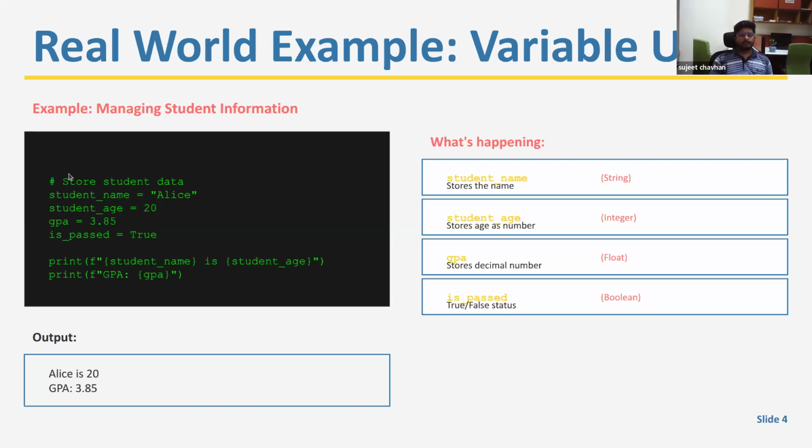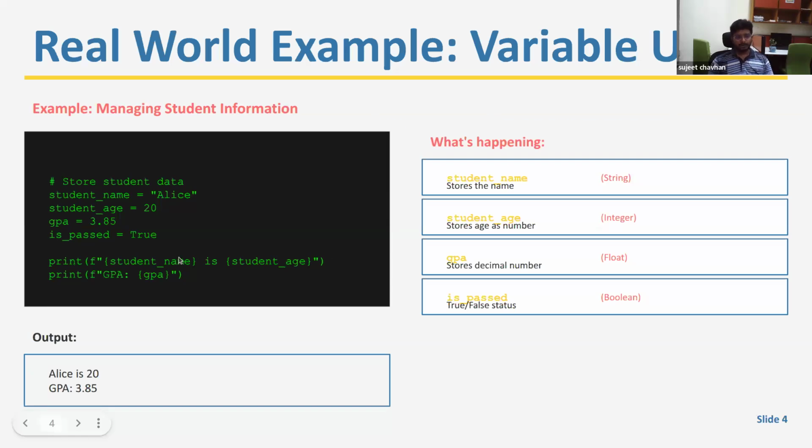Okay. So first thing is student underscore name equal to Alice. So it is the name of the variable. Second thing is student age equal to 20. GPA, which is a pointer, 3.85. Let's say it's out of 5. Out of 5, it's 3.85. And the student has passed. And then they are printing it.